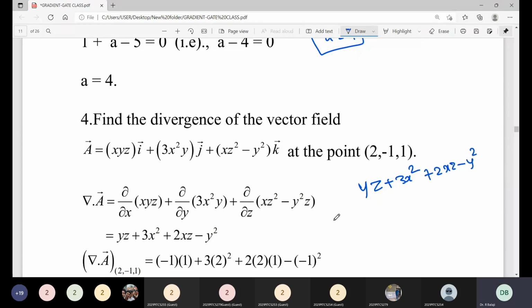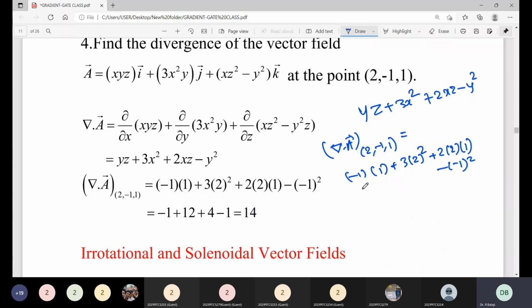So at the point (2, -1, 1), del dot A is equal to -1 into 1 plus 3 into 2 square plus 2 into 2 into 1 minus (-1) the whole square, which is -1 plus 12 plus 4 minus 1, which is equal to 14. That is 16 minus 2, which is equal to 14.